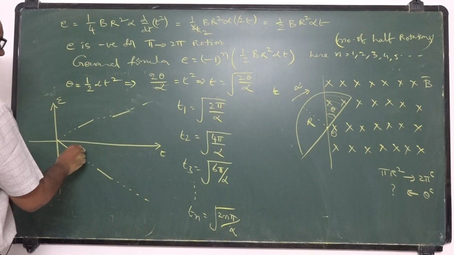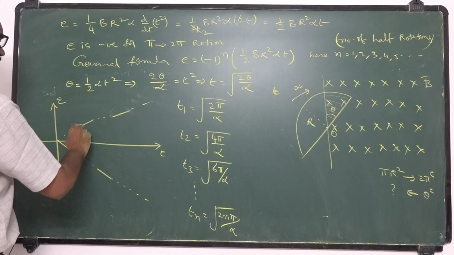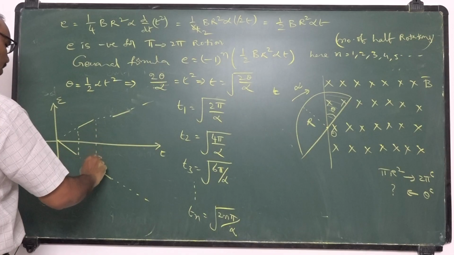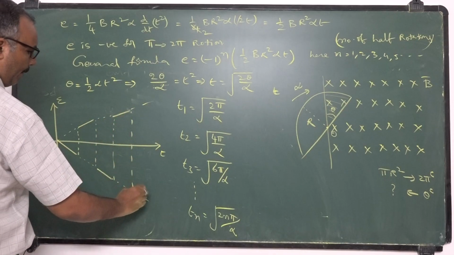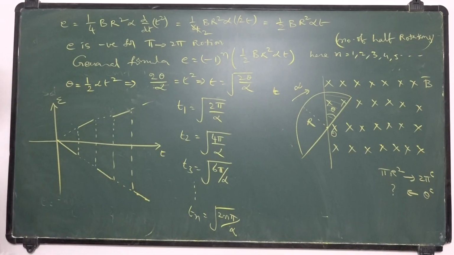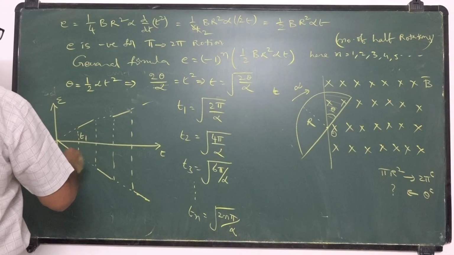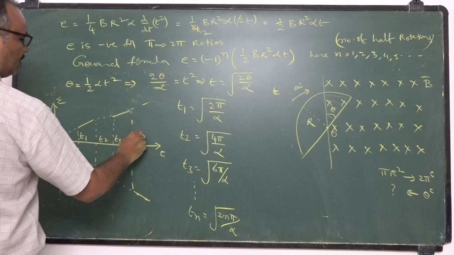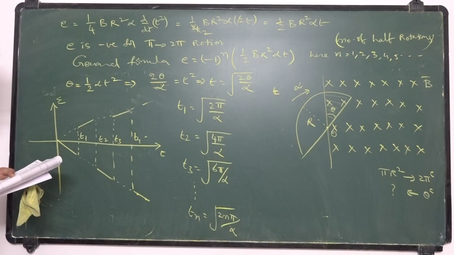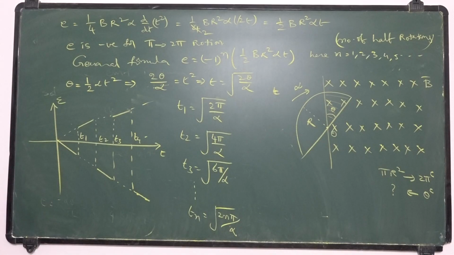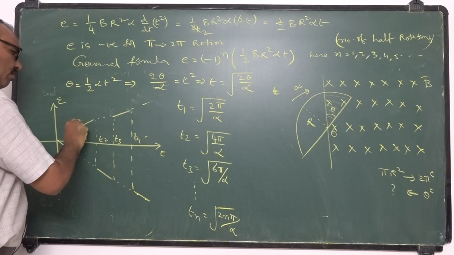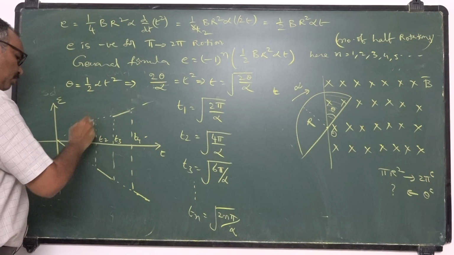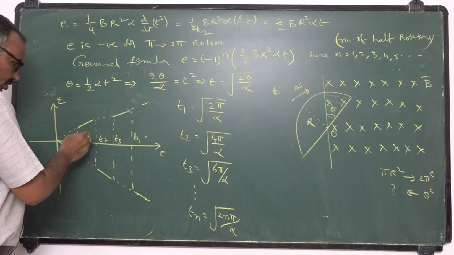You are getting negative. Next half cycle, you are getting positive. Again, next half cycle, you are getting negative. Next half cycle, you are getting positive, negative, positive, like that. So this is at time T1, time T2, time T3, T4, etc. This is the nature of the graph. Observe clearly, for half rotation if EMF is negative, for remaining half rotation EMF is positive. As time is advancing, it is like this.